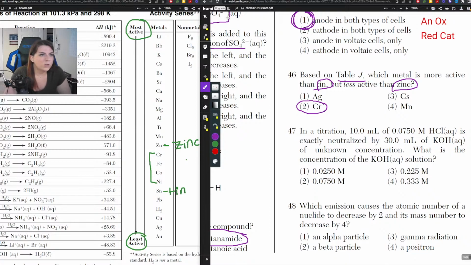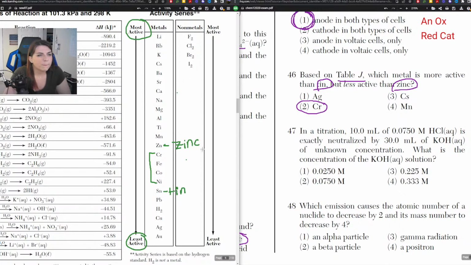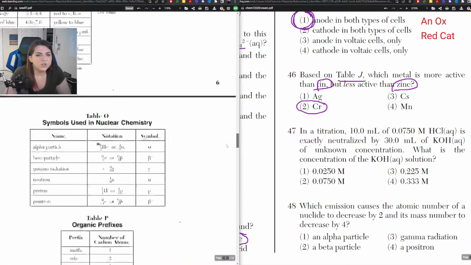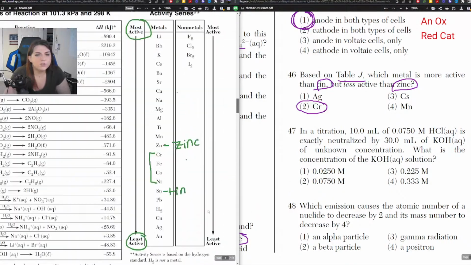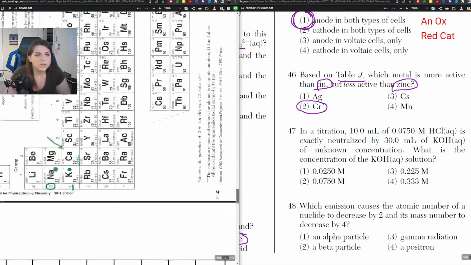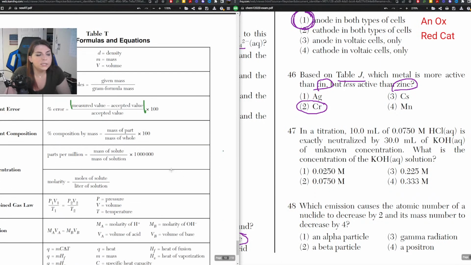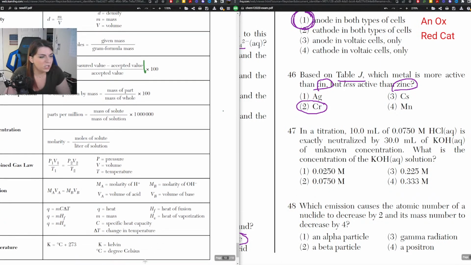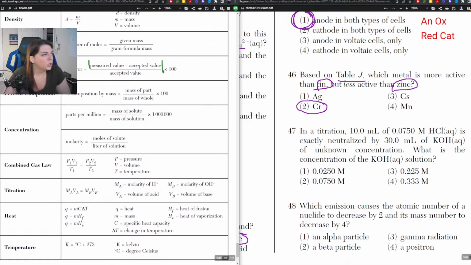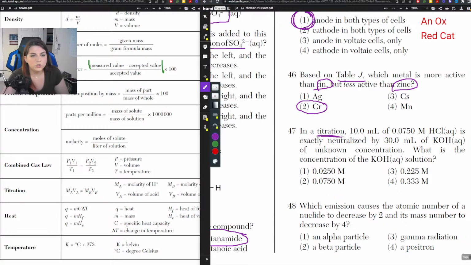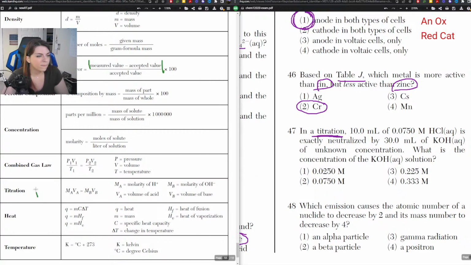47 is going to be a math question. 47 says, in a titration, 10 milliliters of hydrochloric acid is exactly neutralized by 30 milliliters of sodium hydroxide at an unknown concentration. What is the concentration of the KOH? The beautiful thing here is that they actually used the word titration. They don't always do that. We have an equation for that right here.